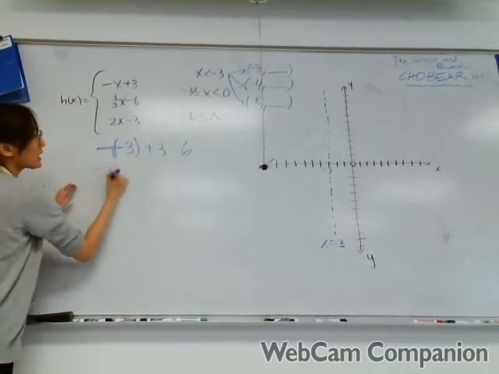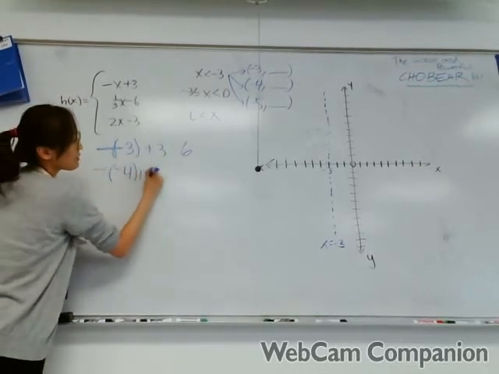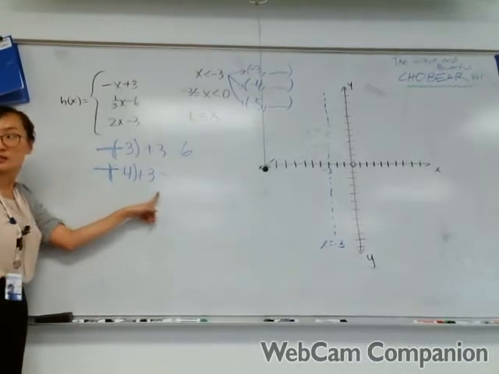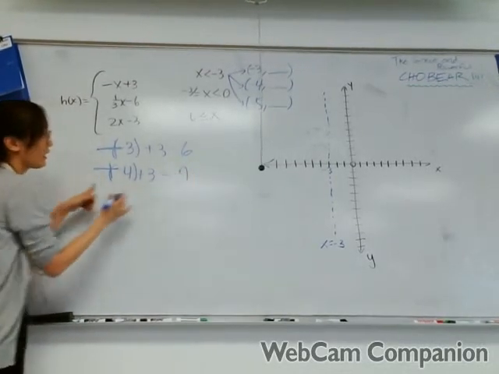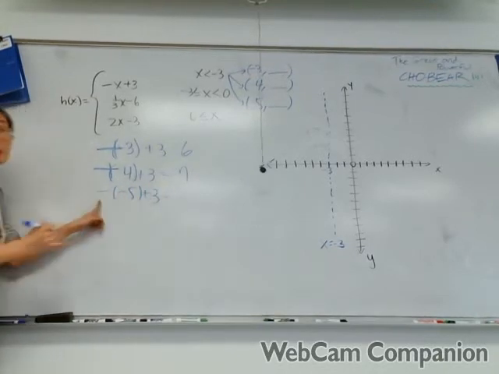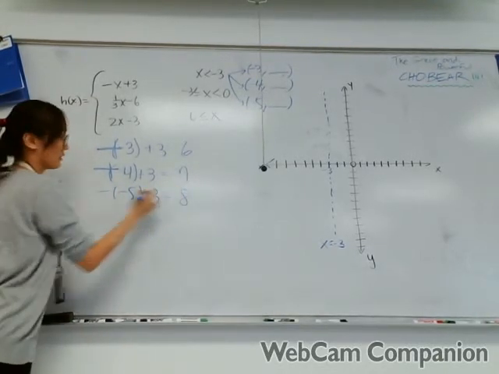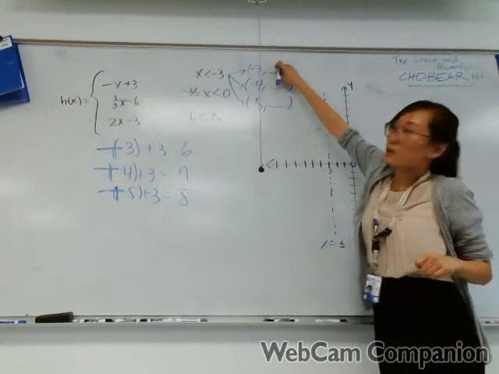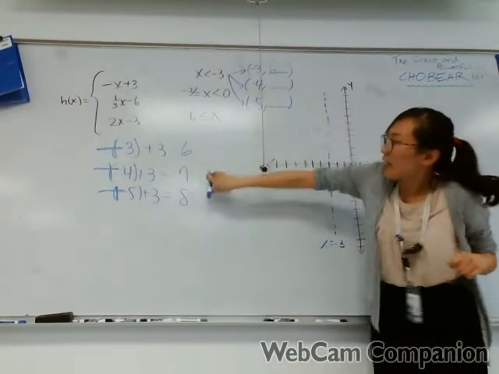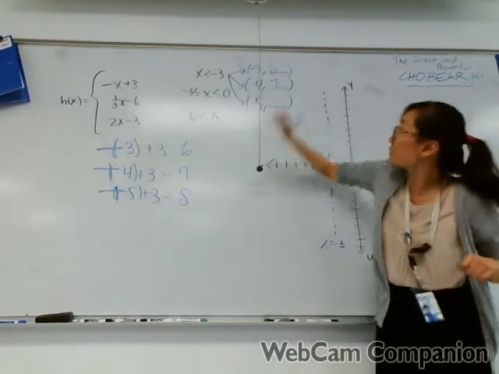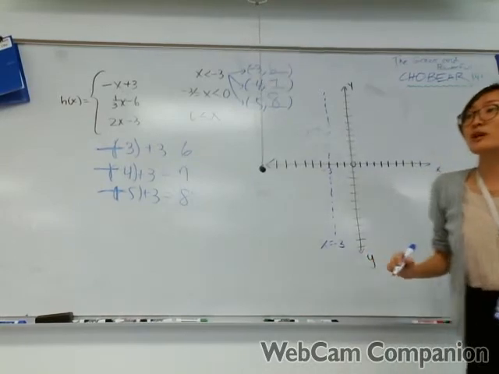Let's do another one. Negative of -4 plus 3. That's positive 4 plus 3. That gives me 7. Let's do another one. Negative of -5 plus 3. That gives me 8. Now I have all these points. At -3, we plugged it in and got 6. At -4, we got 7. At -5, we got 8. So now we have 3 different points.